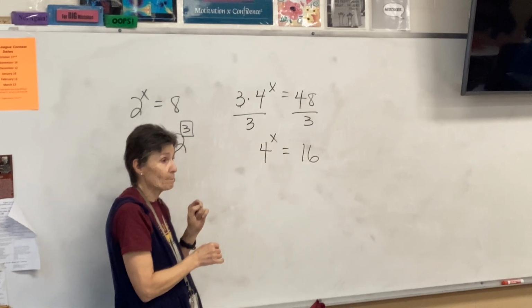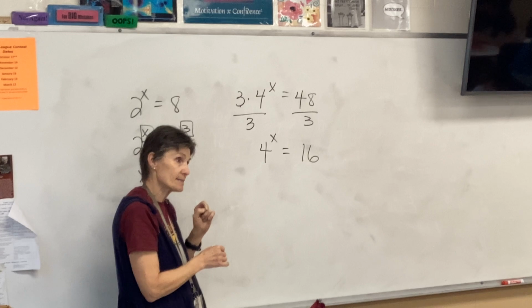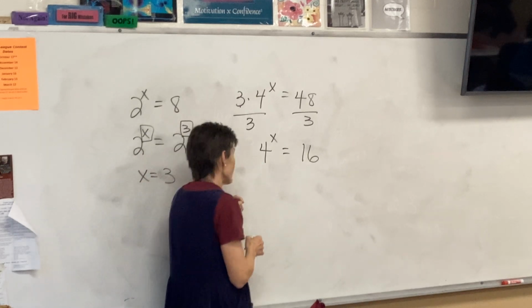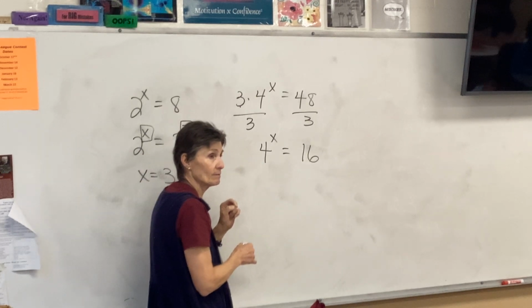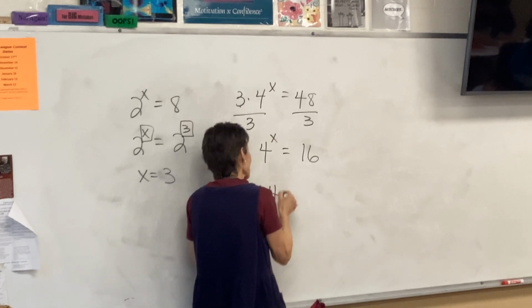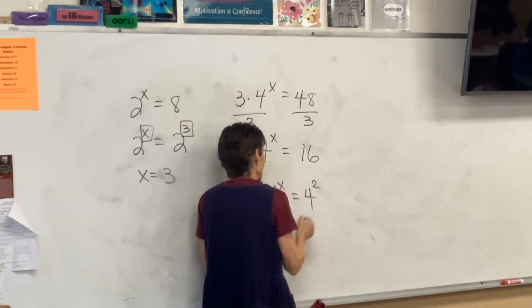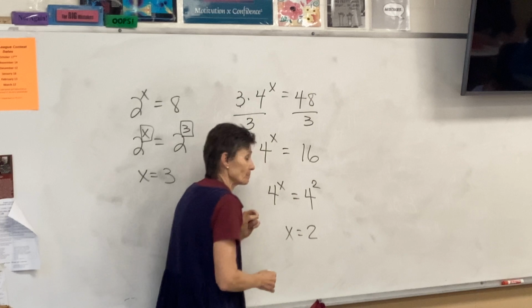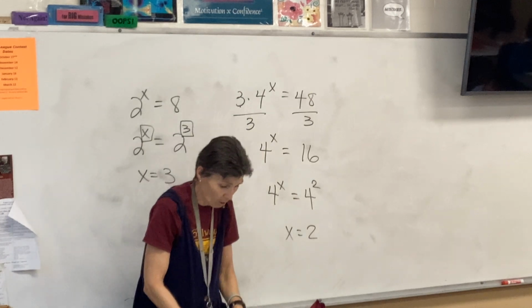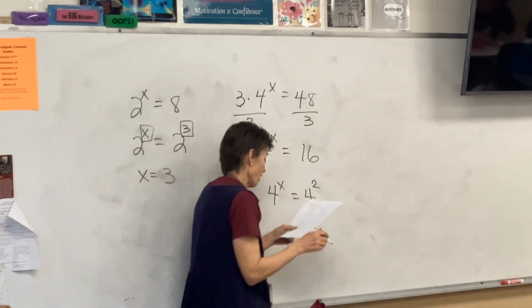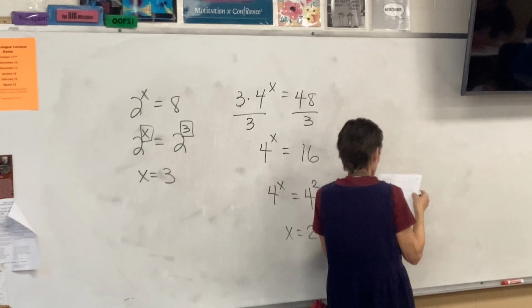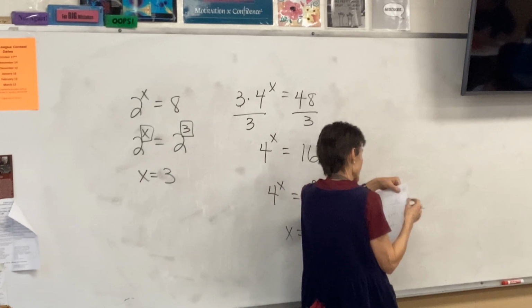4 to what power is 16? 4 to the 4th is not 16. 4 to the 2nd is 16. X is 2. Don't make goofball mistakes like that. All right, what about the next one? I'm going to C.